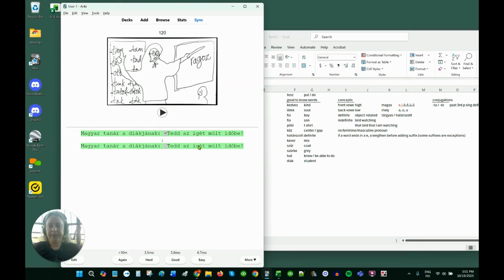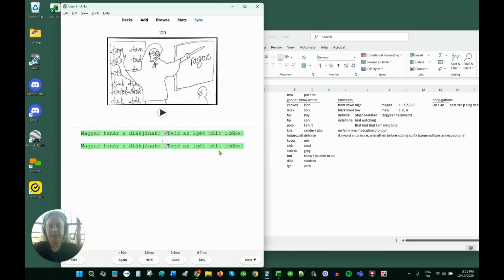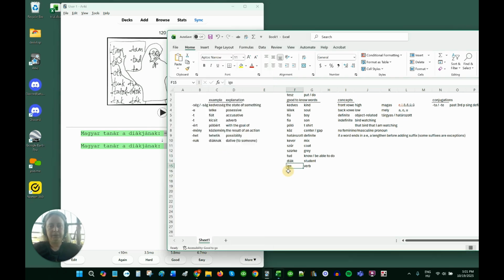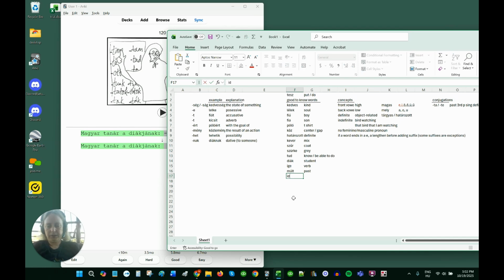Okay, so ige is the word verb. Ige is a verb. When we put a t at the end, we lengthen the e to é, igét. Múlt means past. Idő means time. These are all good words. And here's one last suffix, and then we'll go on to the next one. Be. Example, időbe, into time.